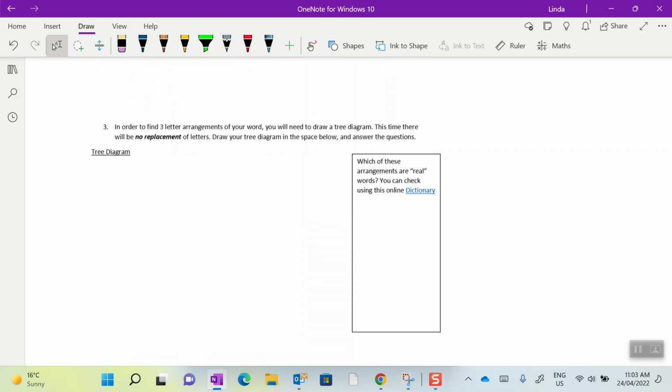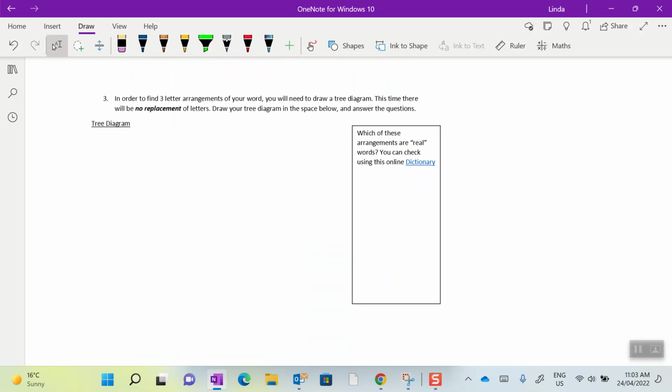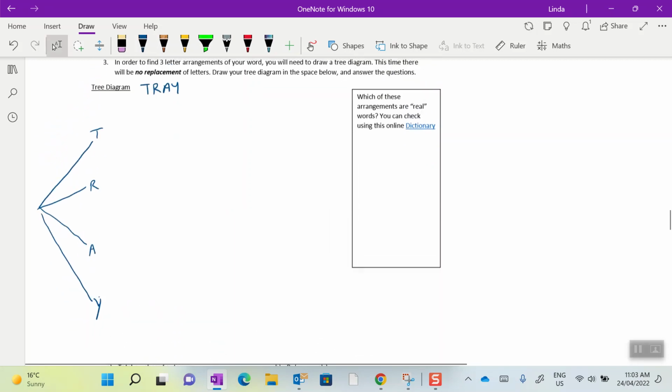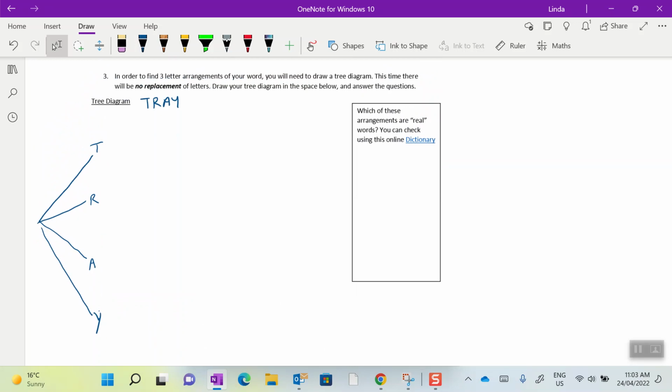Question 3 says, in order to find 3-letter arrangements of your word, you will need to draw a tree diagram. This time there's no replacement of letters, and you're to draw your tree diagram in the space below and answer the questions. So this time I'm still using the word tray, but I'm doing 3-letter arrangements. So my first choice of letter could be T, R, A, or Y. Notice that I've spread that out quite a long way.